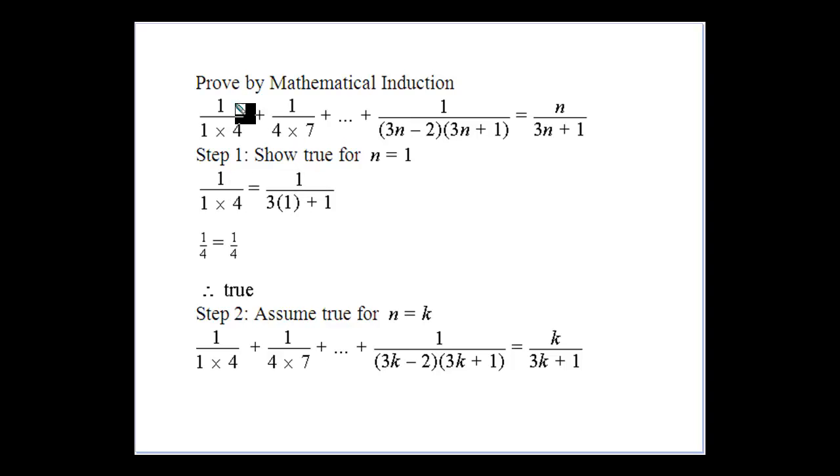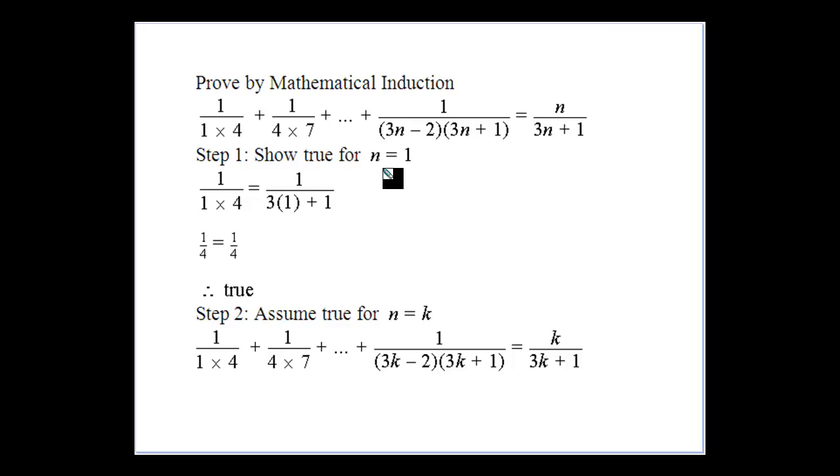So let's have a look at some induction questions where it starts to involve some fractions and proving that a series involving fractions is equal to some sort of sum. So we want to prove that this time 1 over 1 times 4 plus 1 over 4 times 7 and all the way through to our general term of 1 over (3n minus 2)(3n plus 1) gives us a sum that is n over 3n plus 1. So all those would sum to give us that sum.